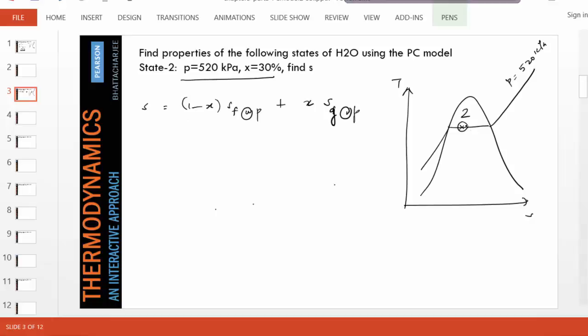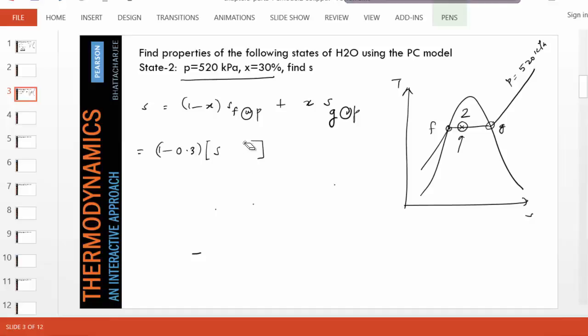See if it makes sense. X is the quality, that means what fraction of the mixture is vapor or gas. That's the German word for vapor. So X times the G state and 1 minus X times the F state property is what we get at state 2. So basically our work turns out to be 1 minus 0.3 times the entropy SF at 520 kPa.